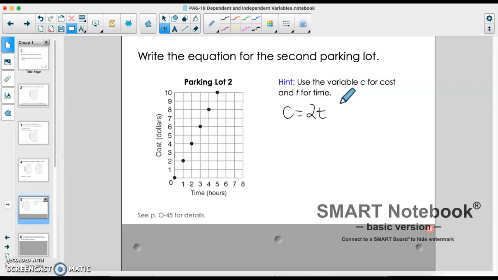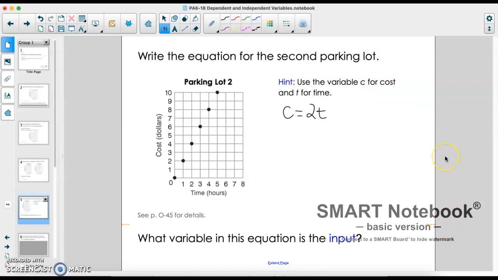That is going to be our equation. The question down here says, what variable in this equation is the input? That's maybe a bit of a difficult question, but let's try and make a bit more sense of it. We have time and then cost. For 1 hour, it's $2. For 2 hours, it's $4. 3 hours is $6. 4 hours is $8, etc.